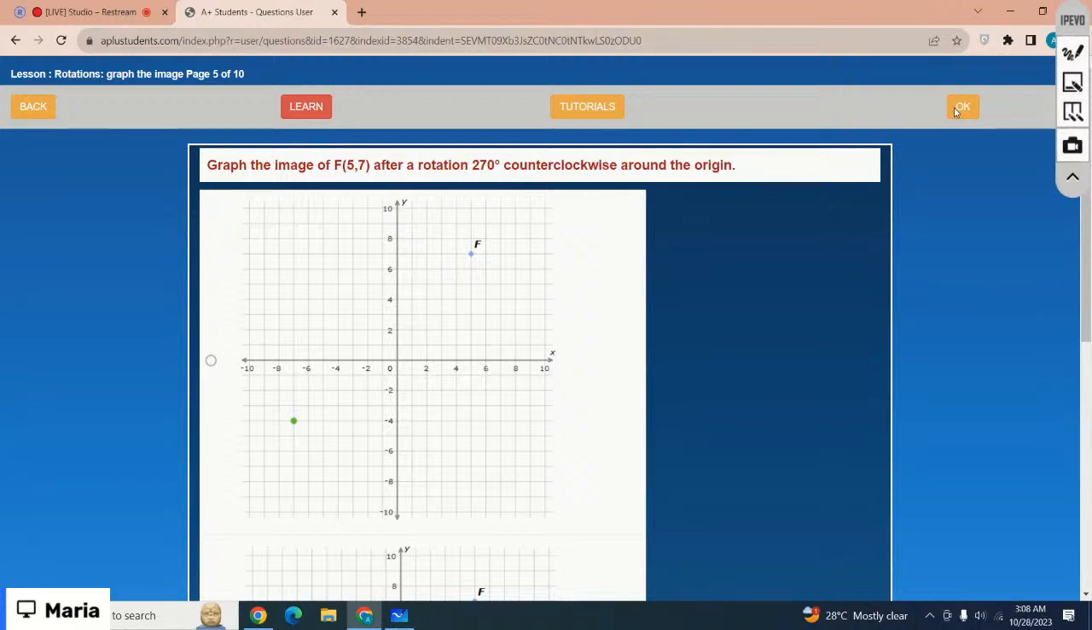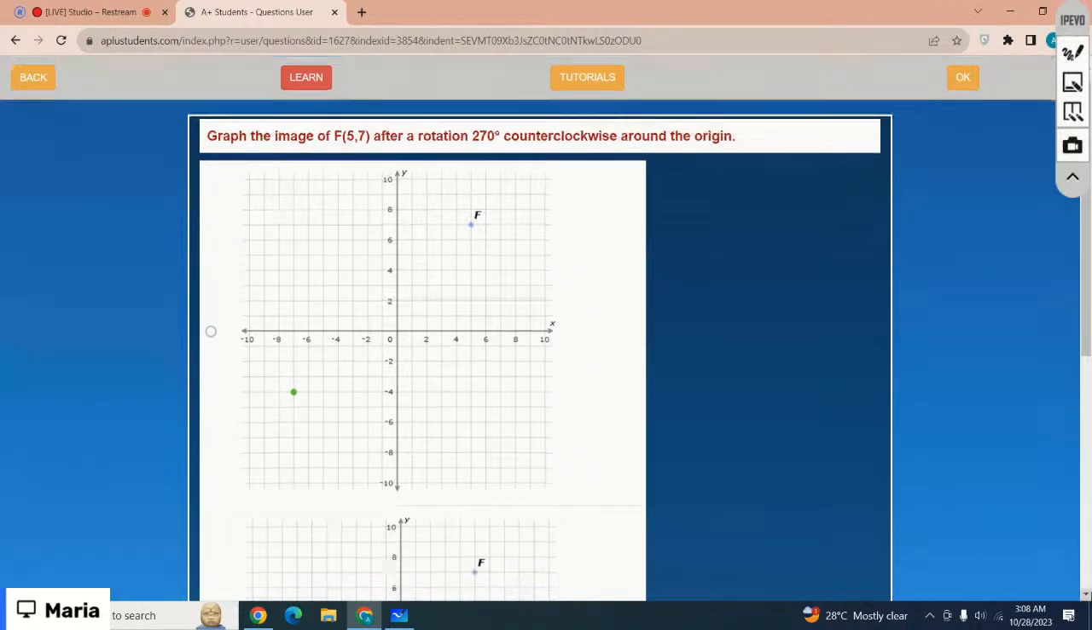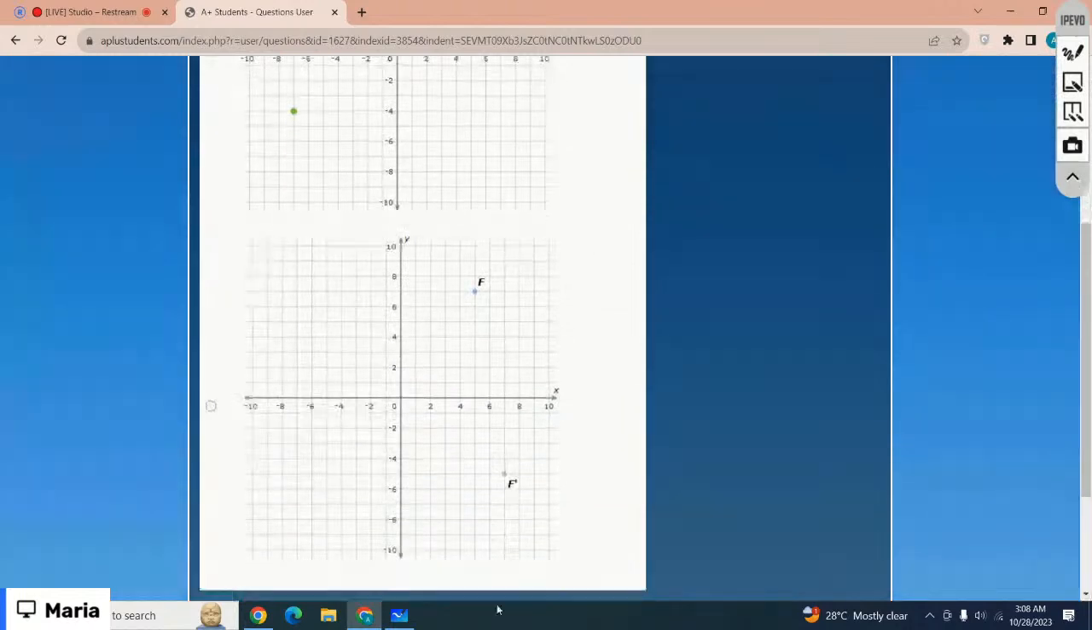The next one is graph the image of F(5, 7) after a rotation of 270 degrees counterclockwise around the origin. So when you move, it will be from the first to the fourth quadrant. Option number 2 is the correct option, right?